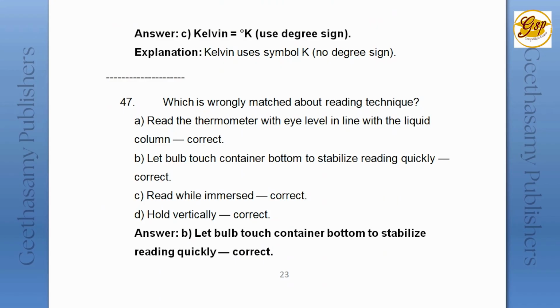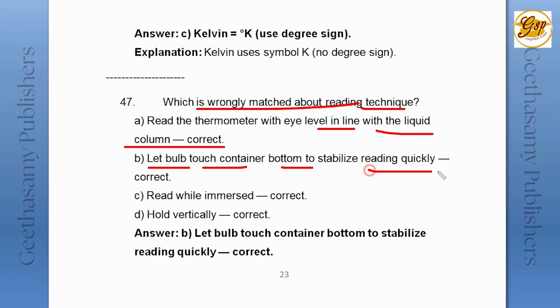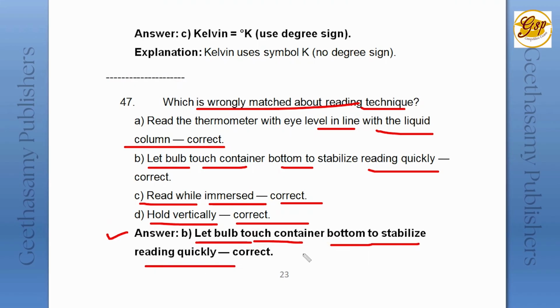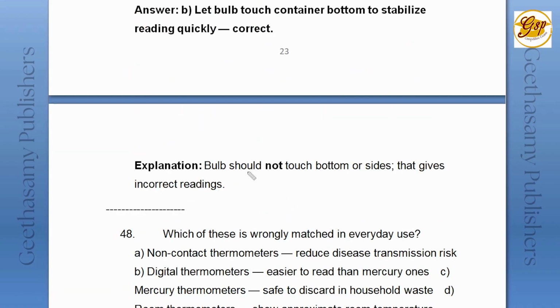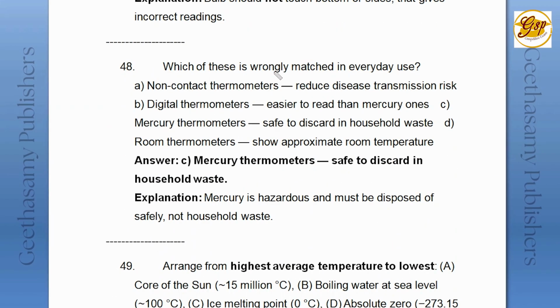And 47th question, which is wrongly matched about reading technique. Read the thermometer at eye level with a line and liquid column, correct. Let bulb touch the container bottom, stabilize water quickly, and read while immersed, correct. And hold vertically, correct. So the wrong one is B, that is let bulb touch the container, because you should not touch the bottom. So that is the wrongly matched one. Okay, explanation, bulb should not touch the bottom.